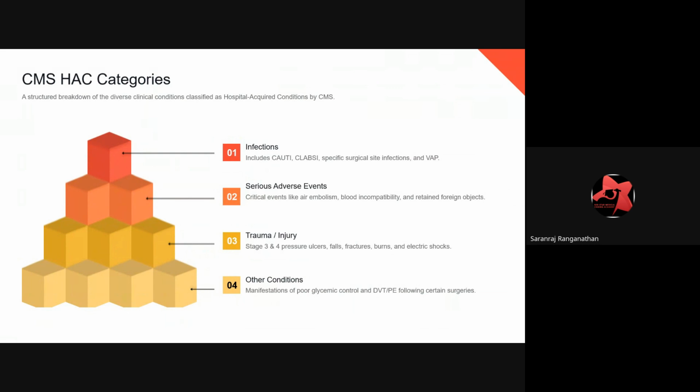So how is it going to be useful for practical purposes and from an exam point of view? They may come up with some hospital-acquired condition and ask which category it belongs to: the first, second, third, or fourth category. It is very simple. There are only 4: infection, serious adverse event, then trauma or injury, which will be third, and other conditions are fourth. So try to remember this. They may give you some condition and ask what category it comes from, from the exam point of view.